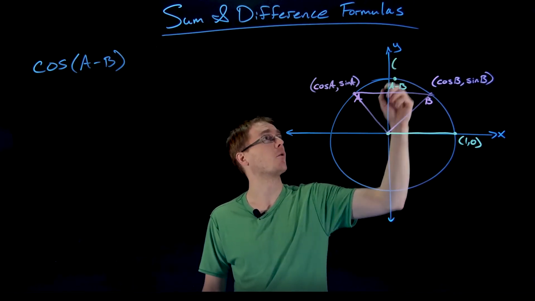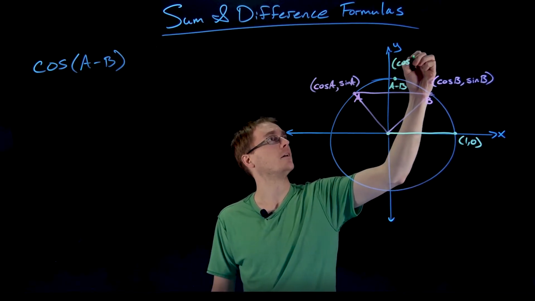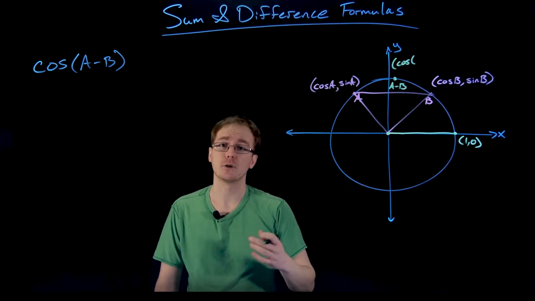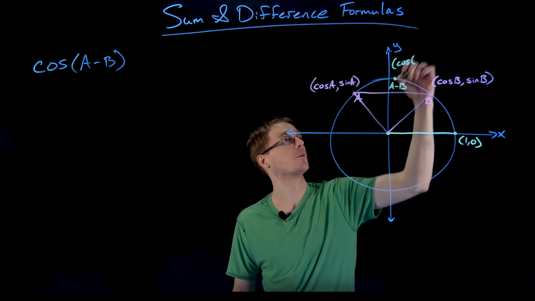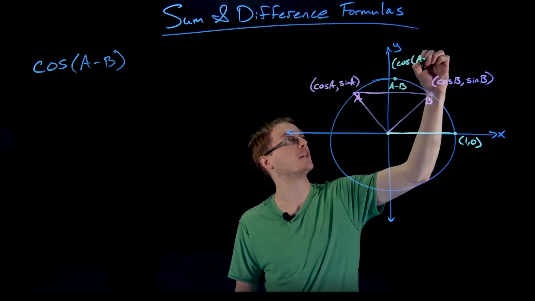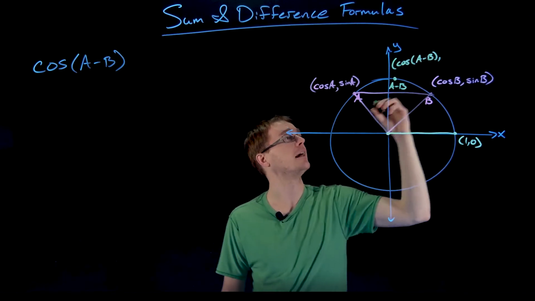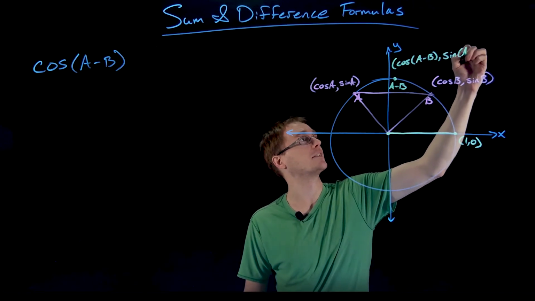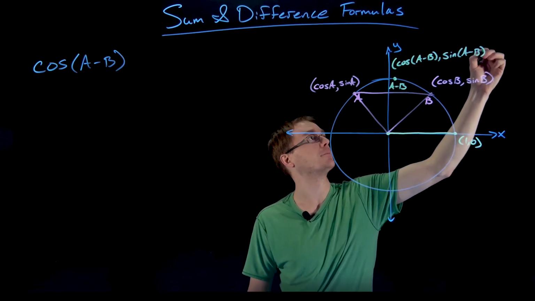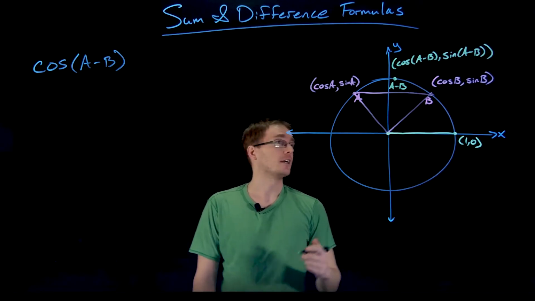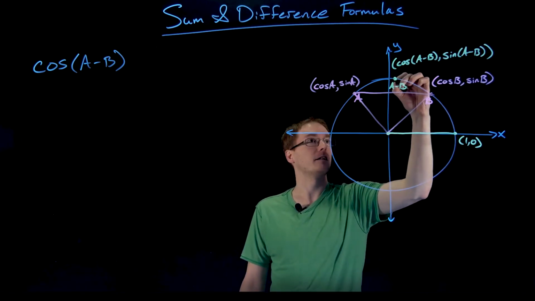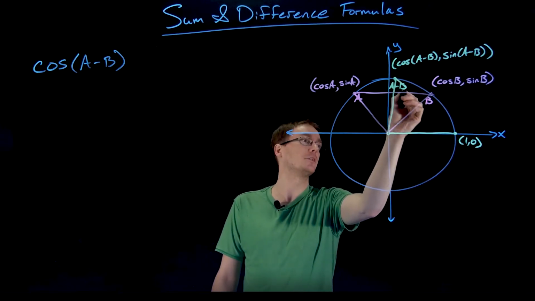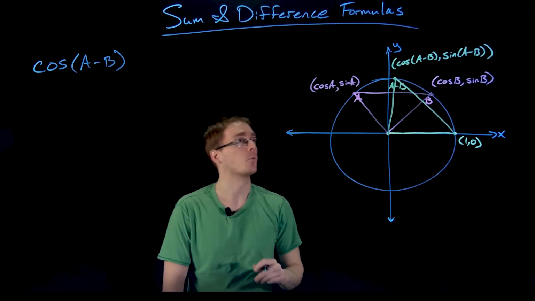Just like we saw before, we know that the x coordinate of a point on the unit circle corresponds to cosine of the angle associated with that point. So the x coordinate of the point at A minus B will be given by cosine of A minus B, and the y coordinate will be given by sine of our angle, so that's sine of A minus B. And so now we can finish drawing in our green triangle here by connecting the origin to the point at A minus B and the point at A minus B to our starting point at 1, 0.